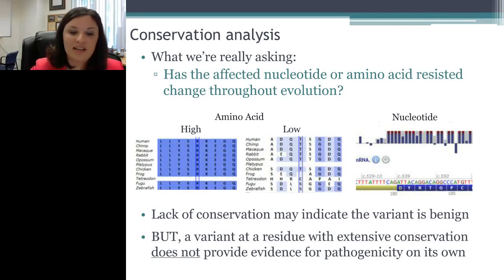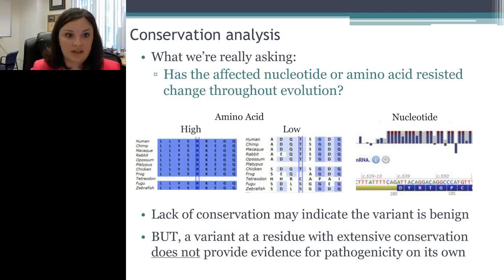So in terms of conservation analysis, I think everybody is probably familiar with this concept, and what we're really asking is, has the affected nucleotide or amino acid resisted change throughout evolution? So I've given an example here of two amino acids, one with quite high conservation and then one with low conservation. One thing that we also can look at is nucleotide conservation and looking at the presence of a nucleotide change in other species as well. So you can do it both at the amino acid level and at the nucleotide level. I think the big take-home point here is that lack of conservation may indicate that the variant could be benign.